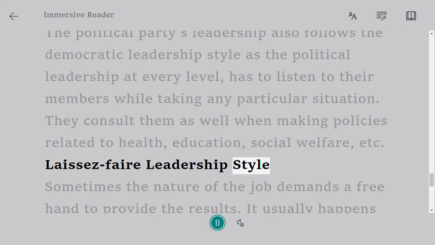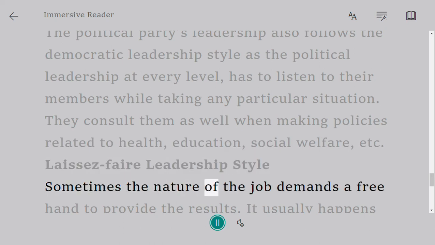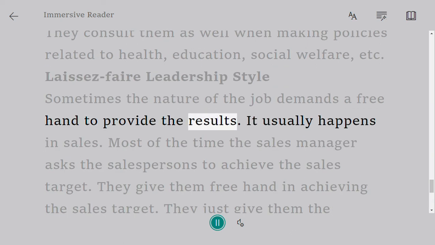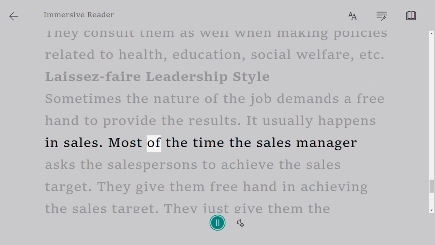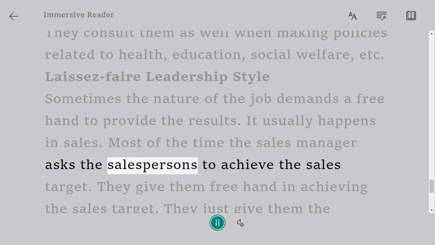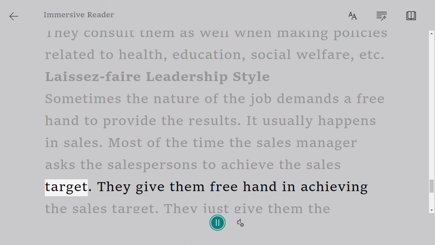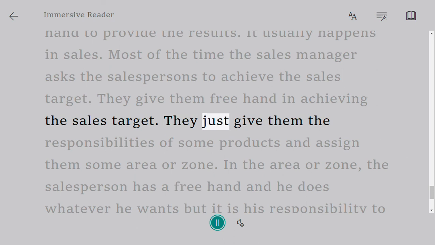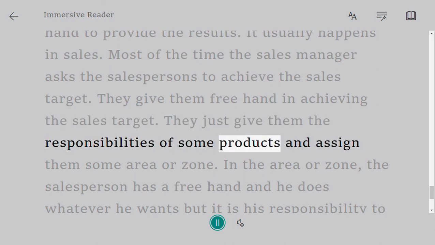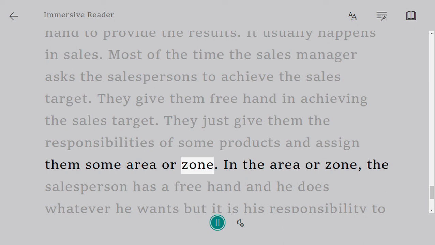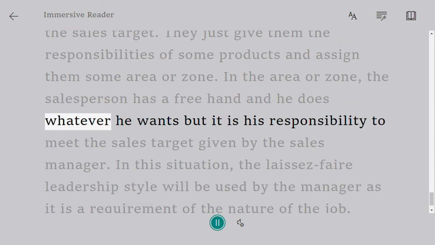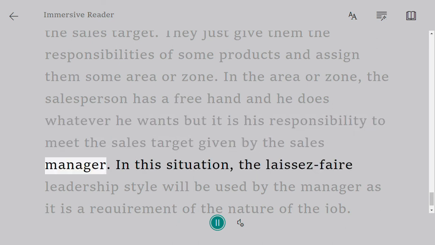Laissez-faire leadership style. Sometimes the nature of the job demands a free hand to provide the results. It usually happens in sales. Most of the time the sales manager asks the salespersons to achieve the sales target. They give them a free hand in achieving the sales target. They just give them the responsibilities of some products and assign them some area or zone. In the area or zone, the salesperson has a free hand and does whatever he wants, but it is his responsibility to meet the sales target given by the sales manager.